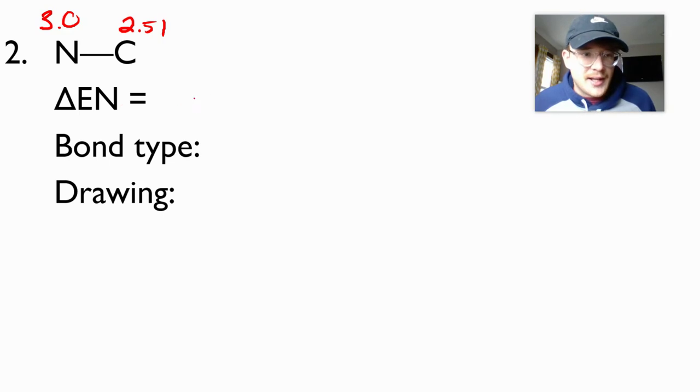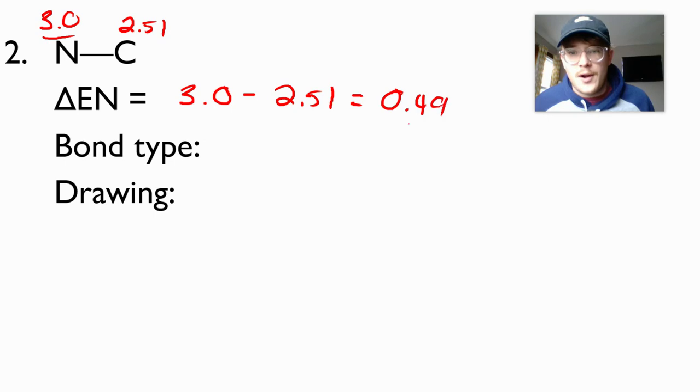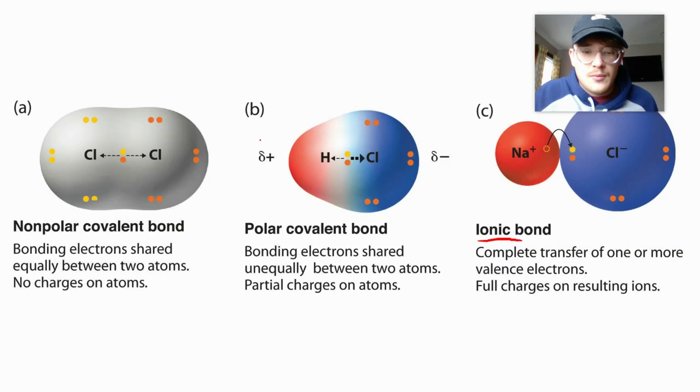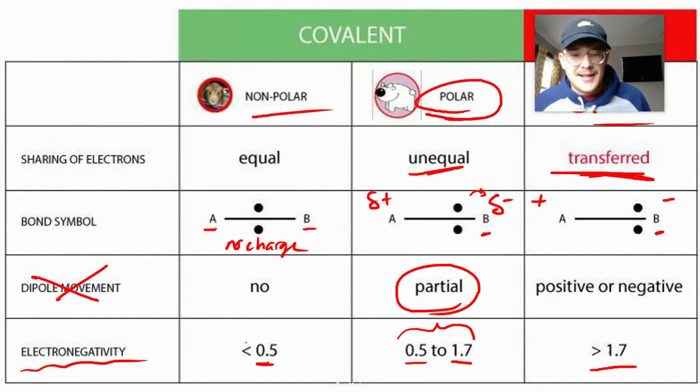But delta En, okay, let's find delta En. So we take the bigger number, which is 3.0 minus the smaller number, which is 2.51. And what do we get? We get 0.49. Okay. So where does that fit in on our chart? Well, 0.49 is less than 0.5. So what does that mean? It means that it's nonpolar.